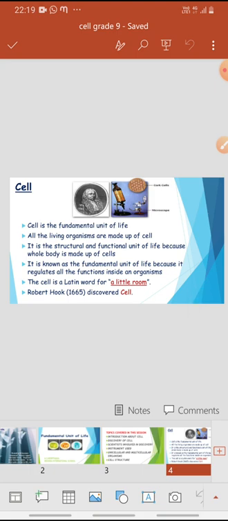Who discovered the cell? Robert Hooke. In which year? 1665. Good. Which is called a little room, children? Yes, it is a cell. Shall we move to the next slide?